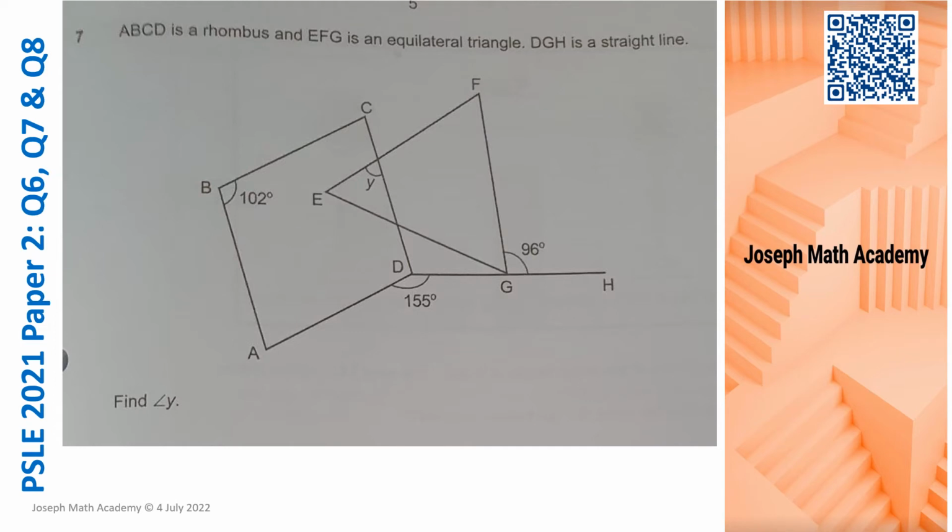Question 7 is a geometry question. Alright, so we are given a rhombus. We are also given an equilateral. So let's plug in all the values that we know, all the clues, all the properties that we know.